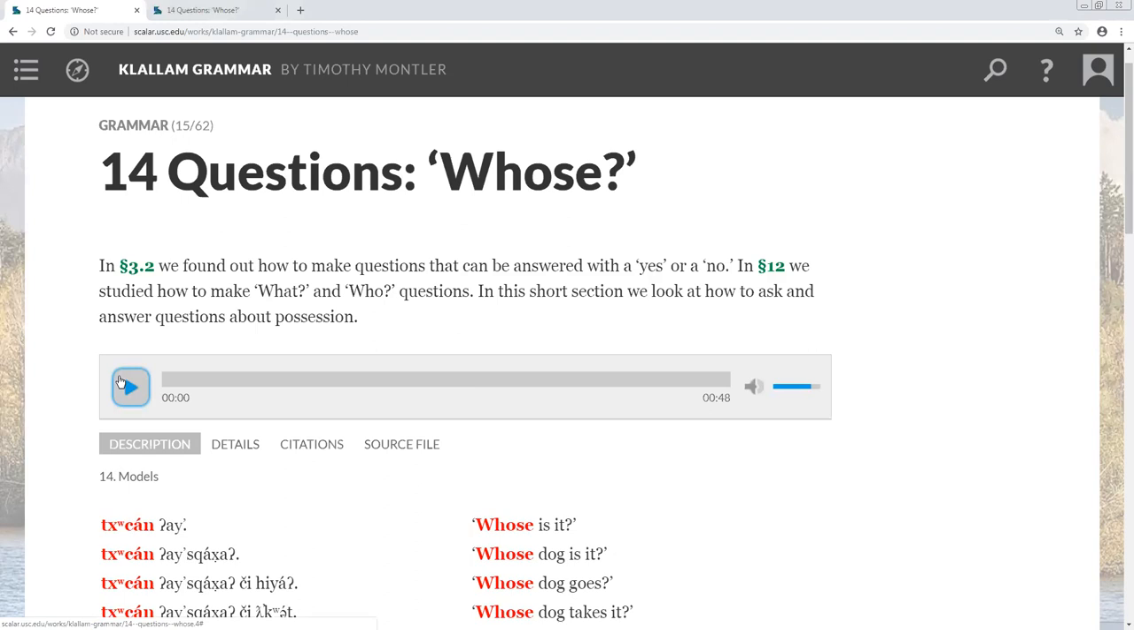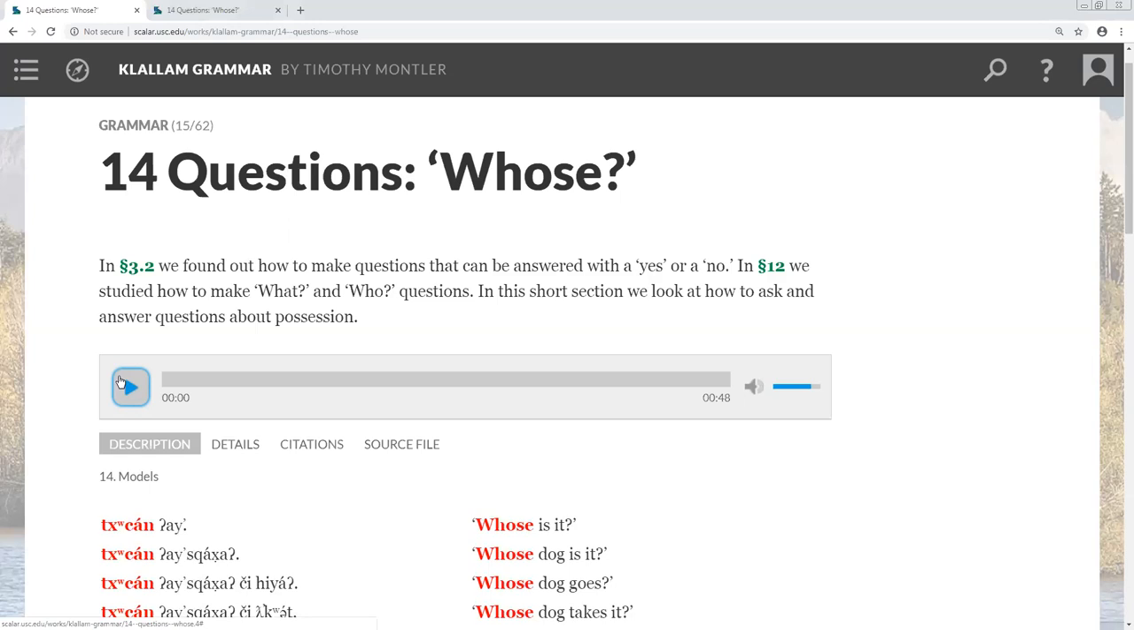And the small difference in the pattern and meaning between this sentence and the model sentence, tsan ait skaha, whose dog is it? Or you can translate it to, it is whose dog? Aside from the word of the possessed thing following the question word, tsan works just like tsan.